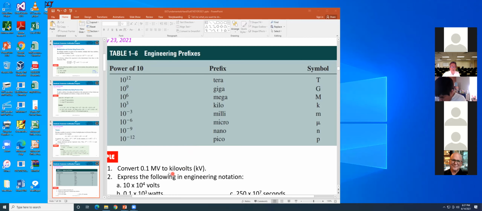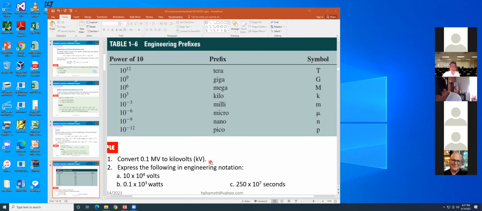Now they say converting 0.1 megavolt to kilovolt. Okay, what you get? Mega to kilo. So mega bigger than the kilo. Mega 10 power of 6. Okay? And kilo will be power of 3. So if you want to converting from 0.1 megavolt to kilovolt, then basically you take 0.1 times 10 power of 3, right?